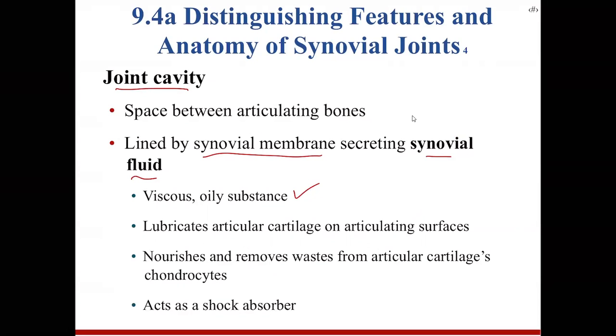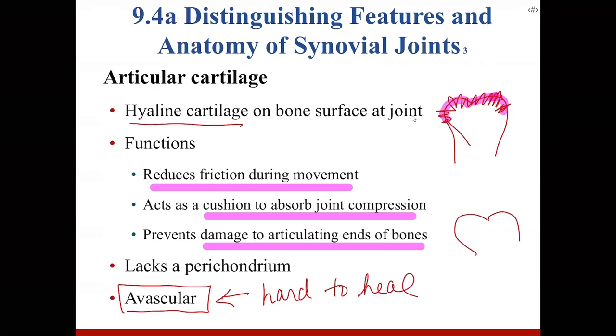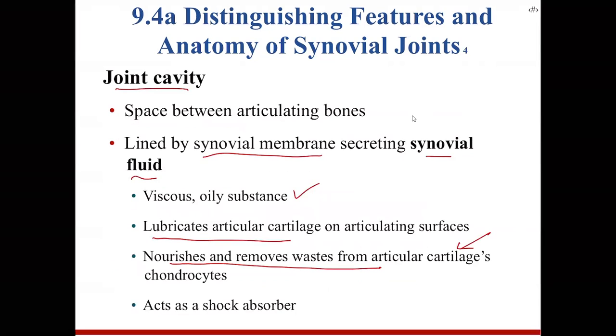So the synovial fluid lubricates the articular cartilage, and it's also going to nourish and remove waste from the articular cartilage's cells. Remember, they don't have a blood supply, so they're not getting blood brought to them, but this synovial fluid will help take waste away and bring nutrients to the cartilage cells, the chondrocytes. It can also act as a shock absorber. If there's liquid somewhere, it's going to help keep things from bouncing around.